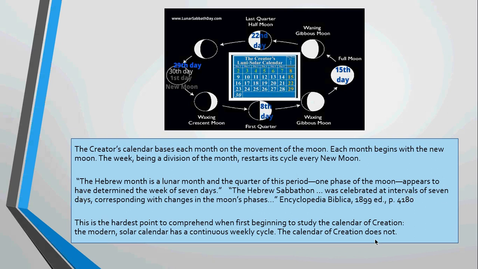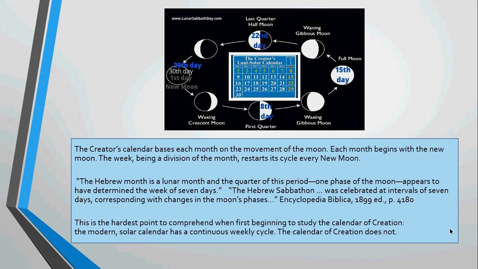And this is a quote: the Hebrew month is a lunar month, and a quarter of this period, one phase of the moon, appears to have determined the week of 7 days. The Hebrew Sabbathon was celebrated at intervals of 7 days, corresponding with changes in the moon's phases. And that's from the Encyclopedia Biblica. I'll leave all these links below for you to study out.